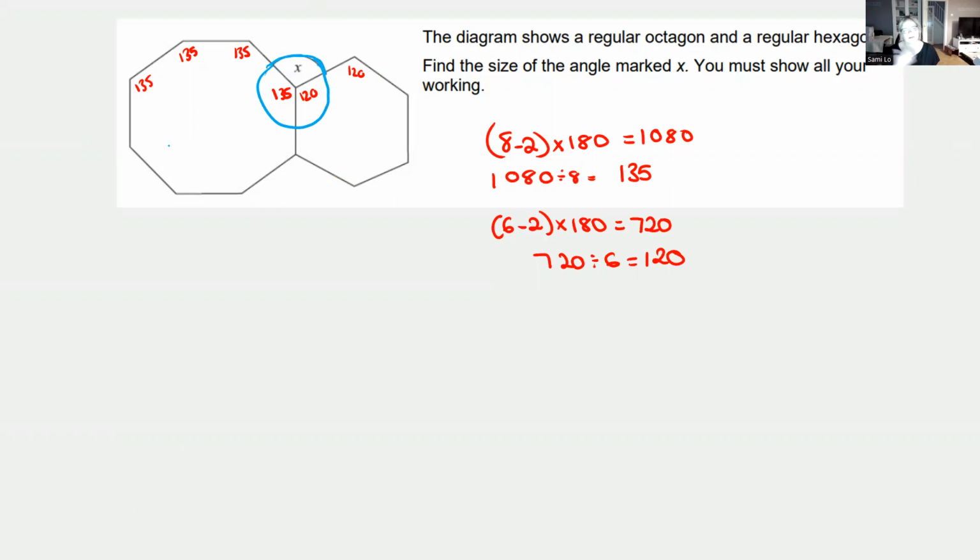But we have a circle that's been created, and this is angles around the point. So if I've got angles around the point, I know that 135 plus 120 plus x is going to give me 360. So I'm going to go 360, take away my 255, and that's going to give me x, which is 105. There we go. So x equals 105.